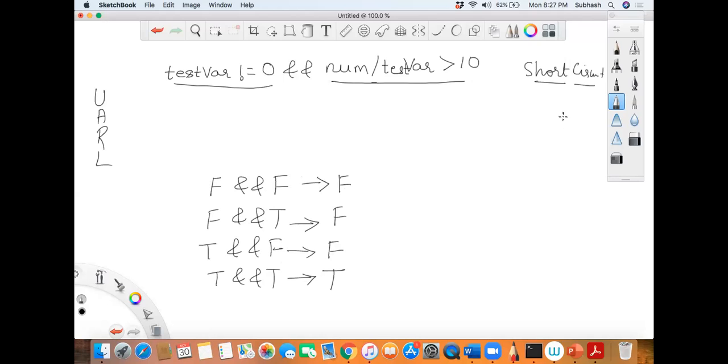You remember I told you that for the and operator, if the left hand side is false, should the compiler, or the JVM, check what is there on the right hand side? Not required, because anyway the expression is going to become false only. Yes or no, guys? The same thing is happening over here. Correct?